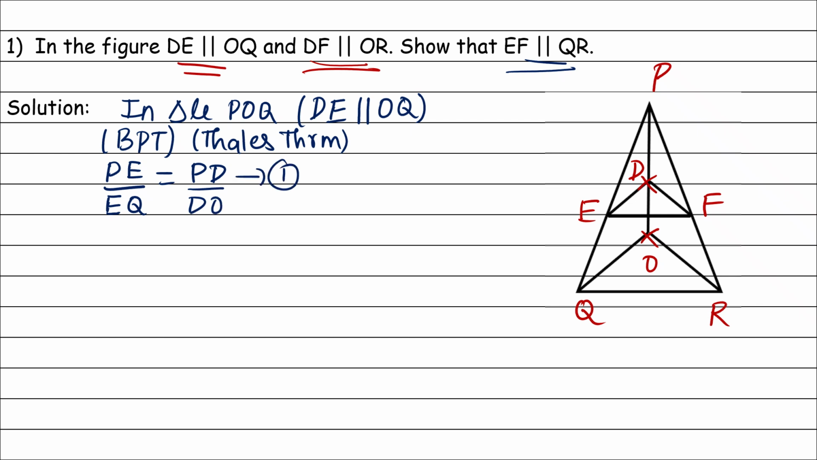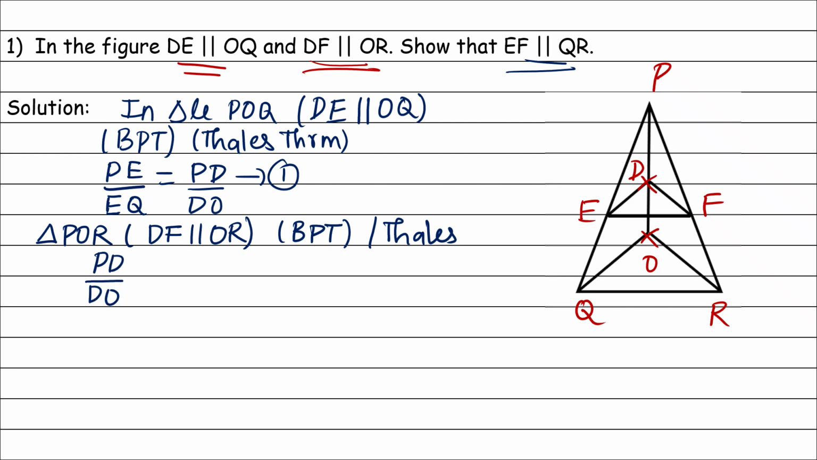And similarly in triangle POR, it is given in the question that DF is parallel to OR. So again when I apply BPT or Thales theorem, I am going to get PD by DO is equal to PF by FR. Mark this as equation 2.